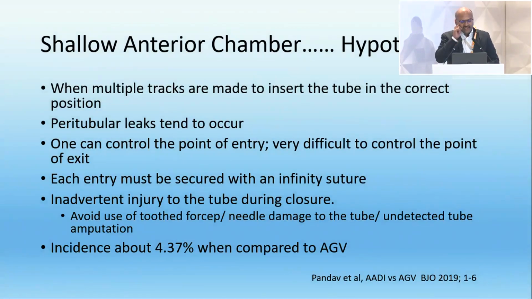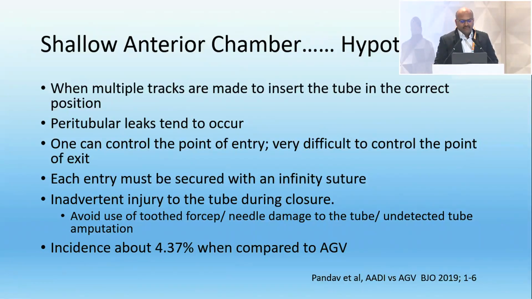So shallow chamber and hypotony, especially when multiple tracks are made. If you have multiple attempts, that's what happens initially. So you have to make sure that you suture each entry separately. If they are all bunched together, put an infinity suture all over, and make sure those don't leak. And peritubular leaks, definitely, if the aqueous can flow into the tube, it can also flow outside of it through the channels. One thing you have to understand is you can control the point of entry, but it is very difficult to control the point of exit. So where you're going to exit comes with many years of experience.